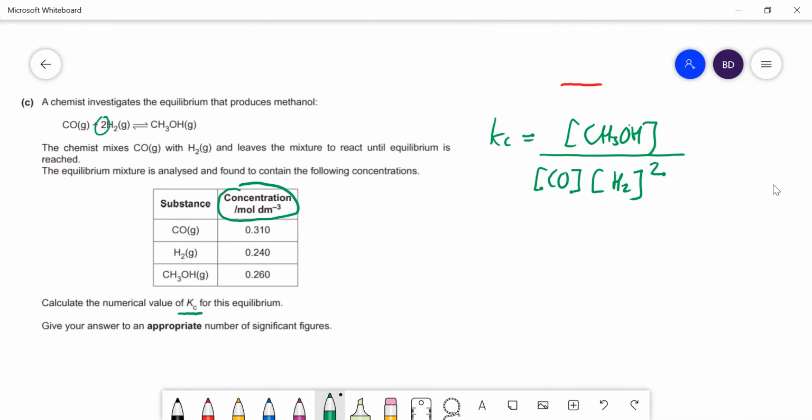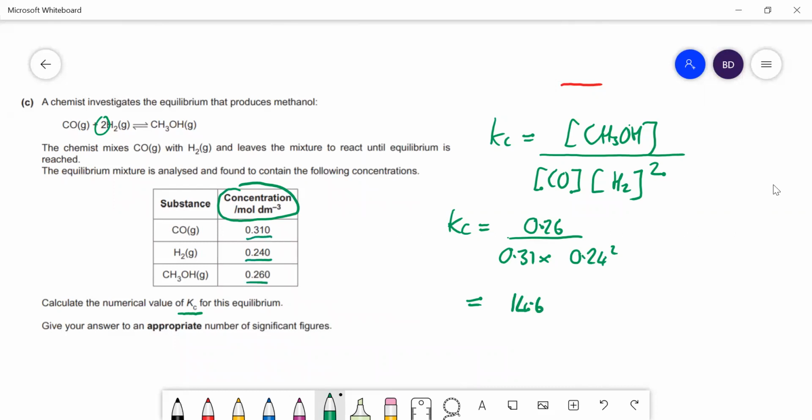Yeah, okay. So it's a matter of putting those numbers in. They give the concentrations here. So Kc is equal to 0.26 over carbon monoxide, 0.31, multiplied by 0.24 squared for the hydrogen. Put your numbers into the calculator, and that gives a value of 14.6. Right, 14.6. So it's the appropriate number of significant figures. We should give it to 3 because these are all given to 3 significant figures.